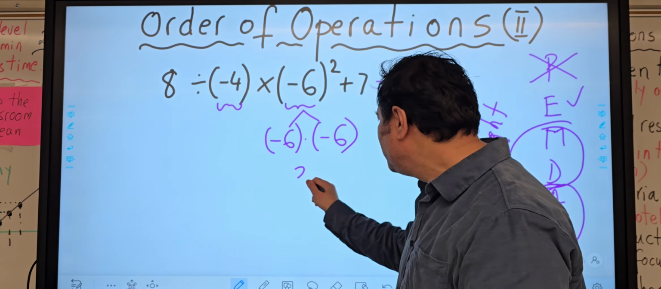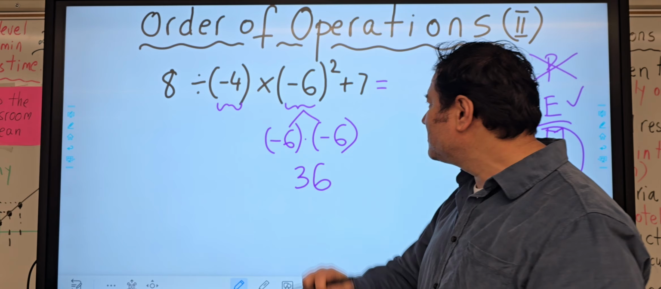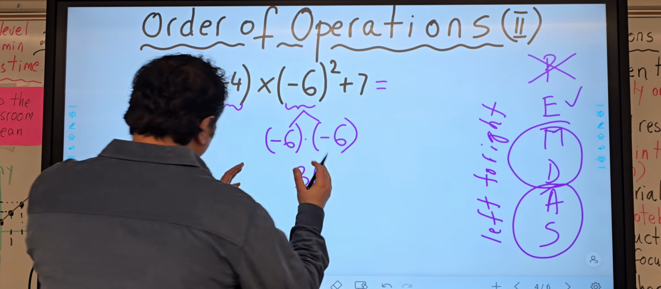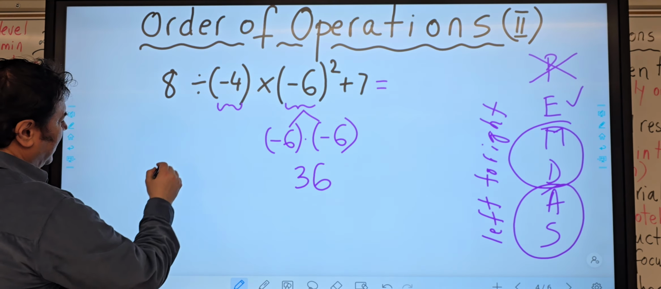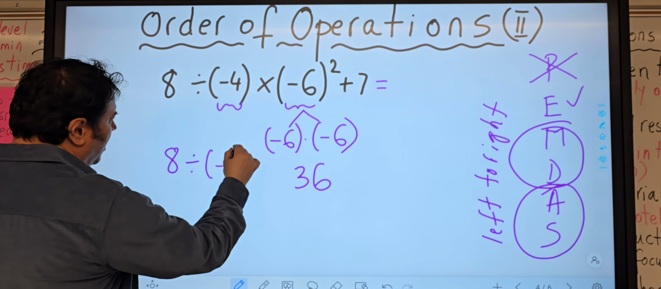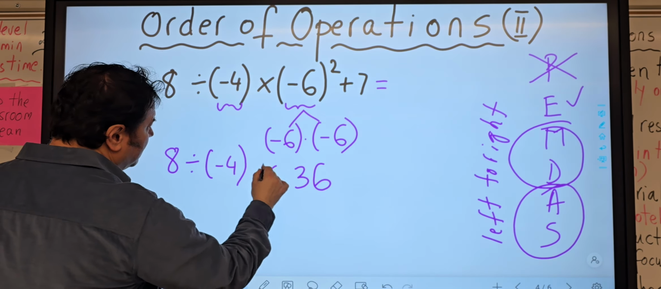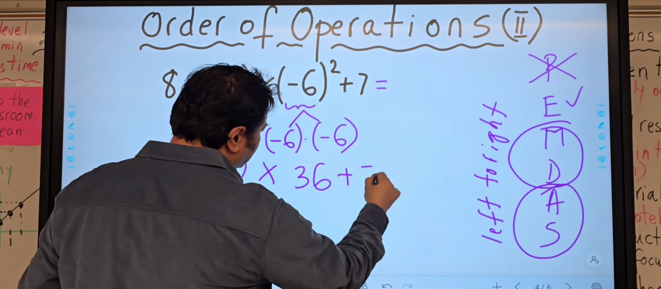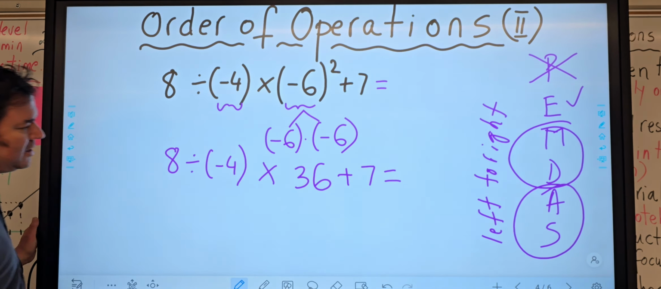So this becomes 36. And then everything else stays. So we have 8 divided by negative 4, times 36 plus 7. And let's see what we get.